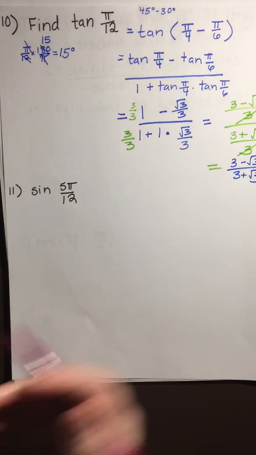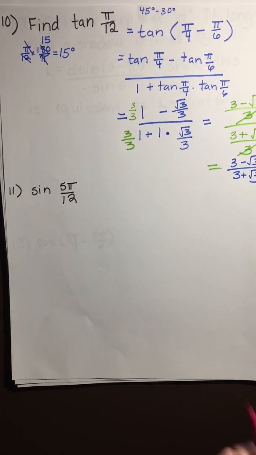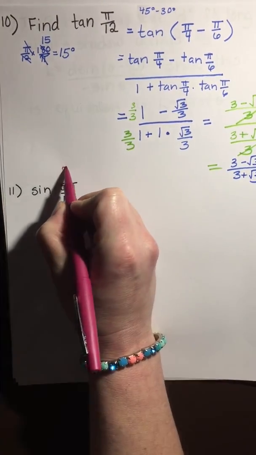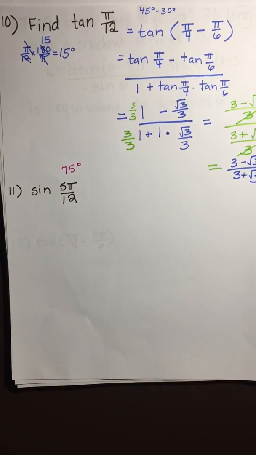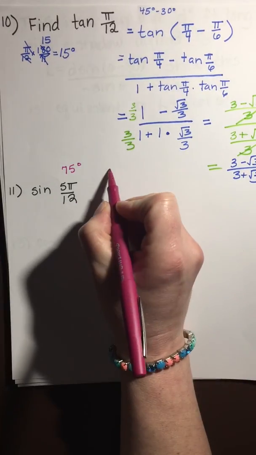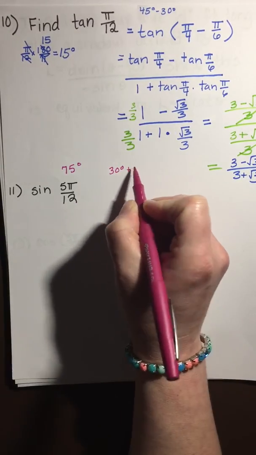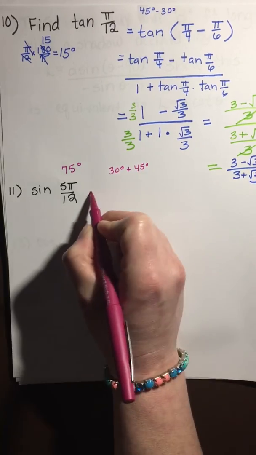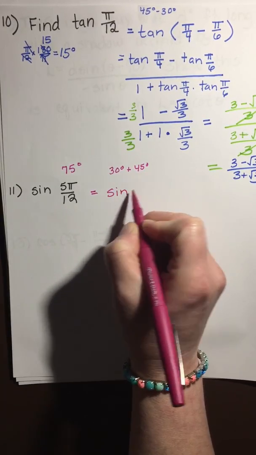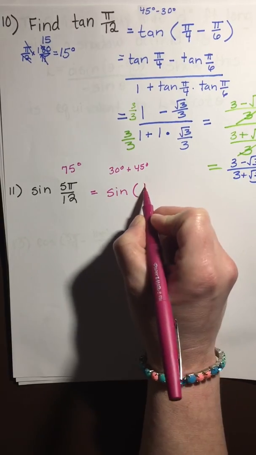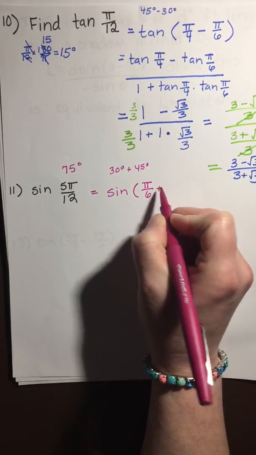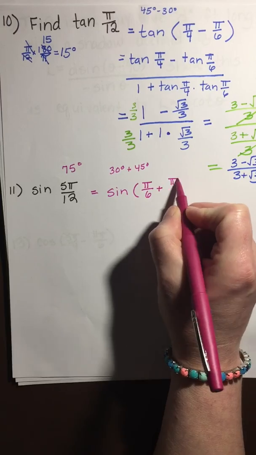All right, again, 5 pi over 12, not on the unit circle, but if we think about that in degrees, that would be 75 degrees. So are there any degree measures that we could add or subtract and get 75 degrees? And we could do 45 and 30 again, but we'll just be adding them. So I'm going to do 30 degrees plus 45 degrees. Or the sine of, so 30 degrees is pi over 6, plus 45 degrees is pi over 4.